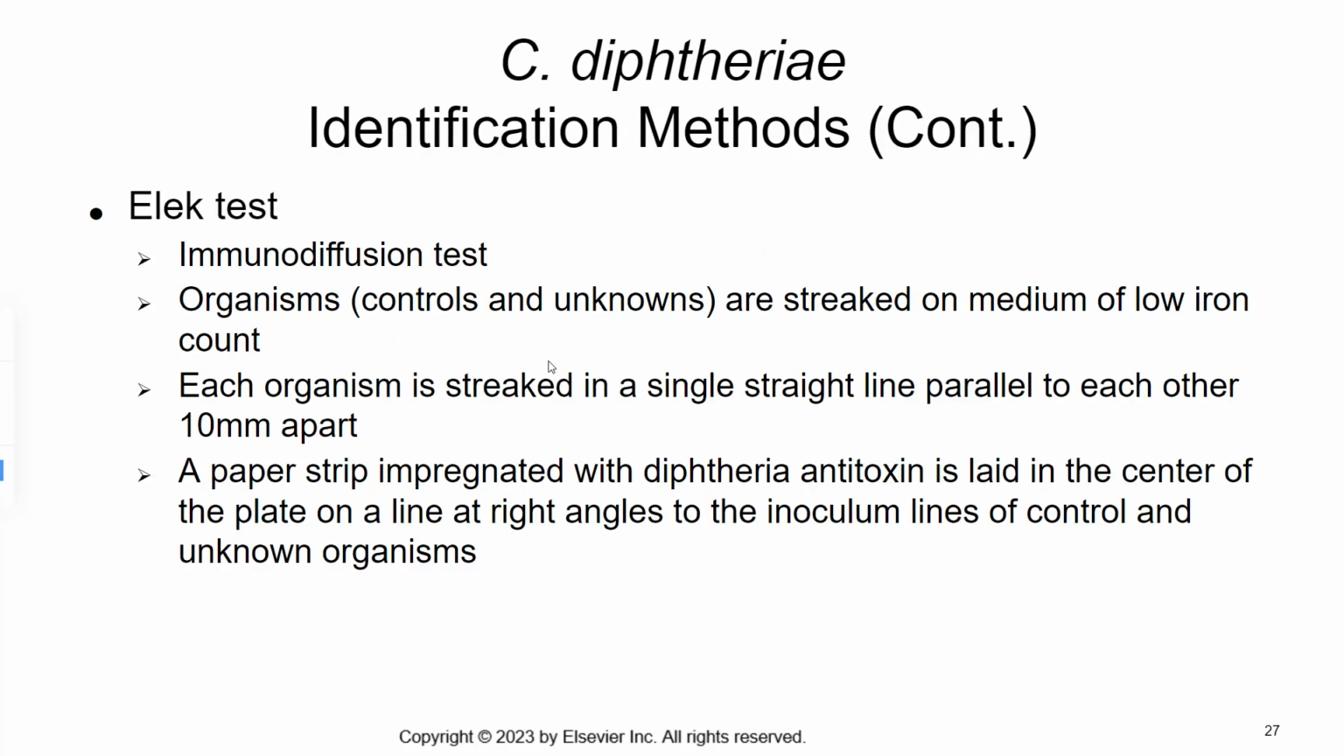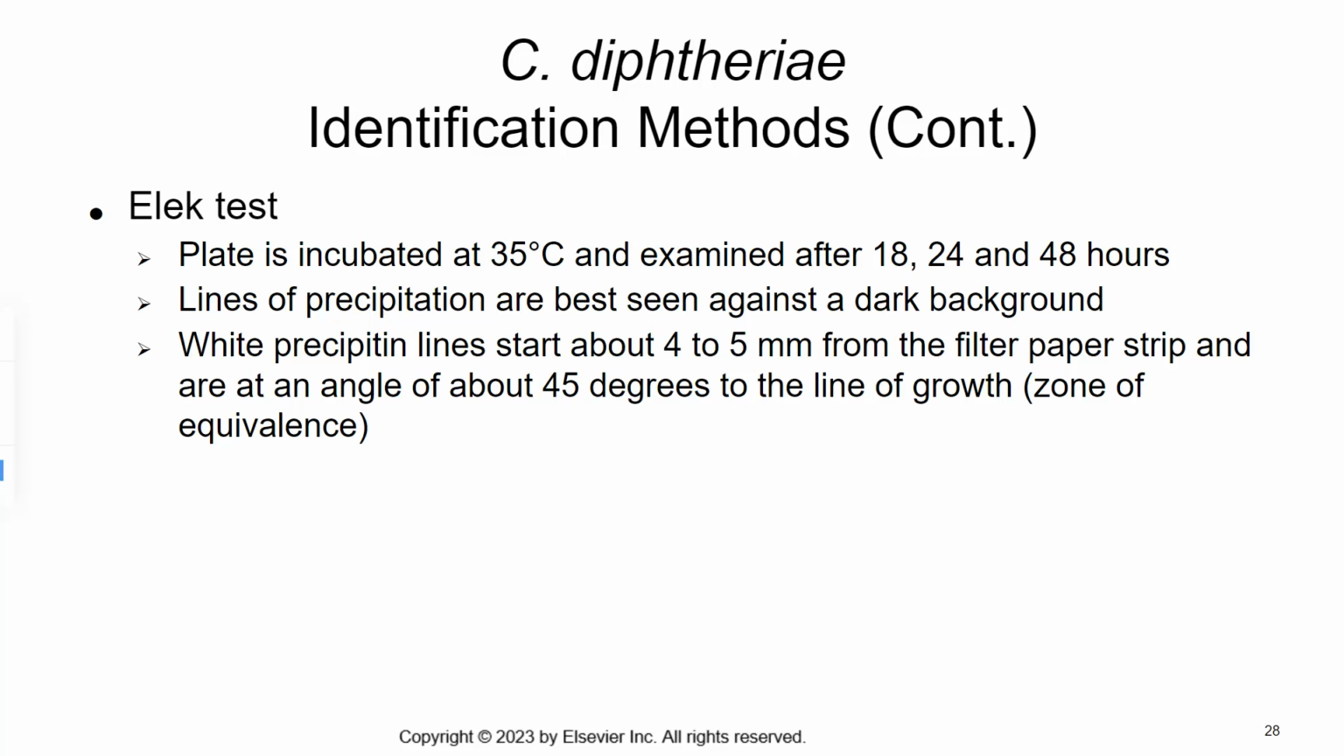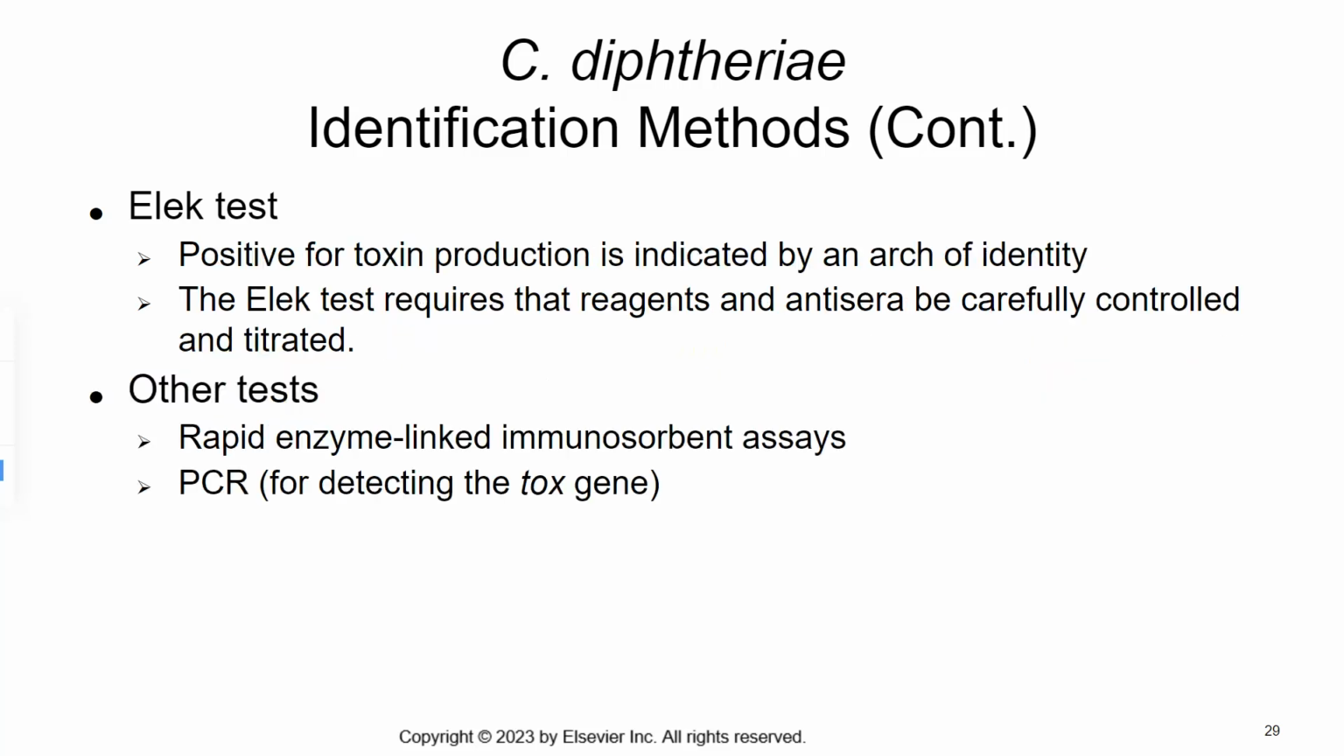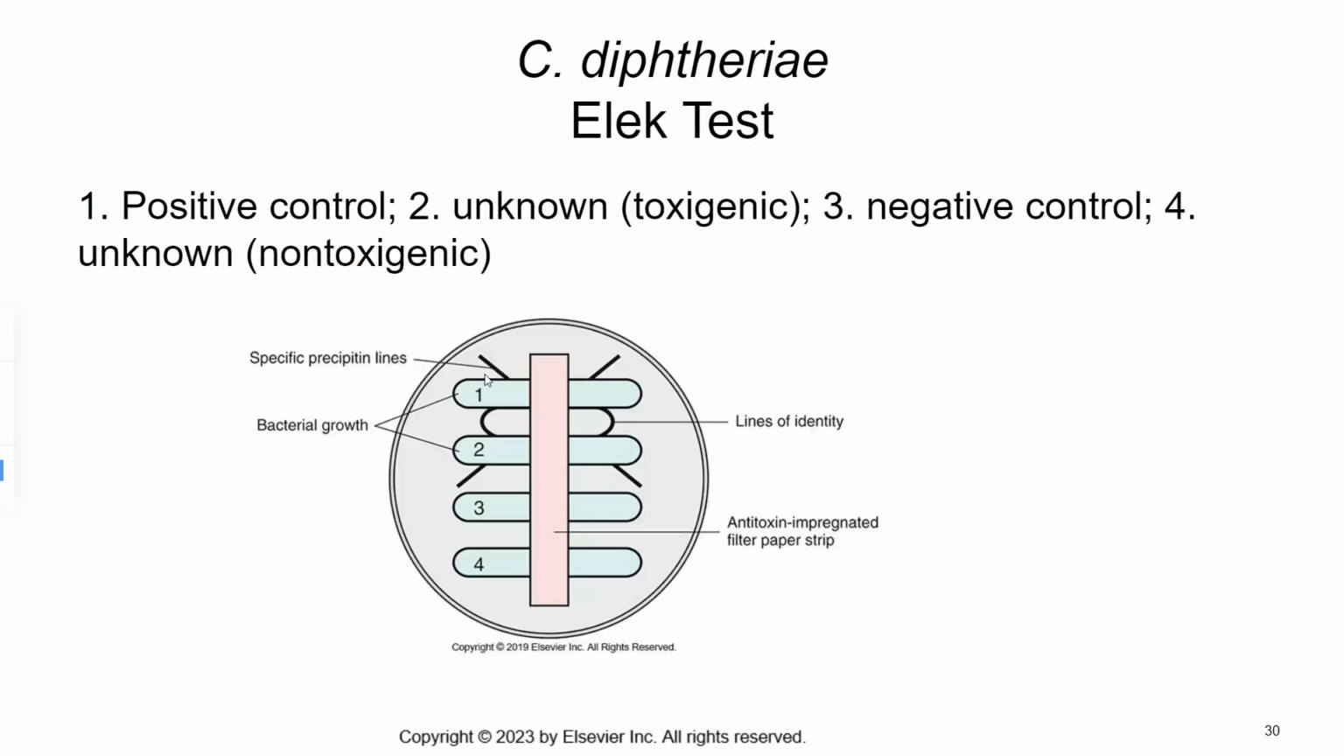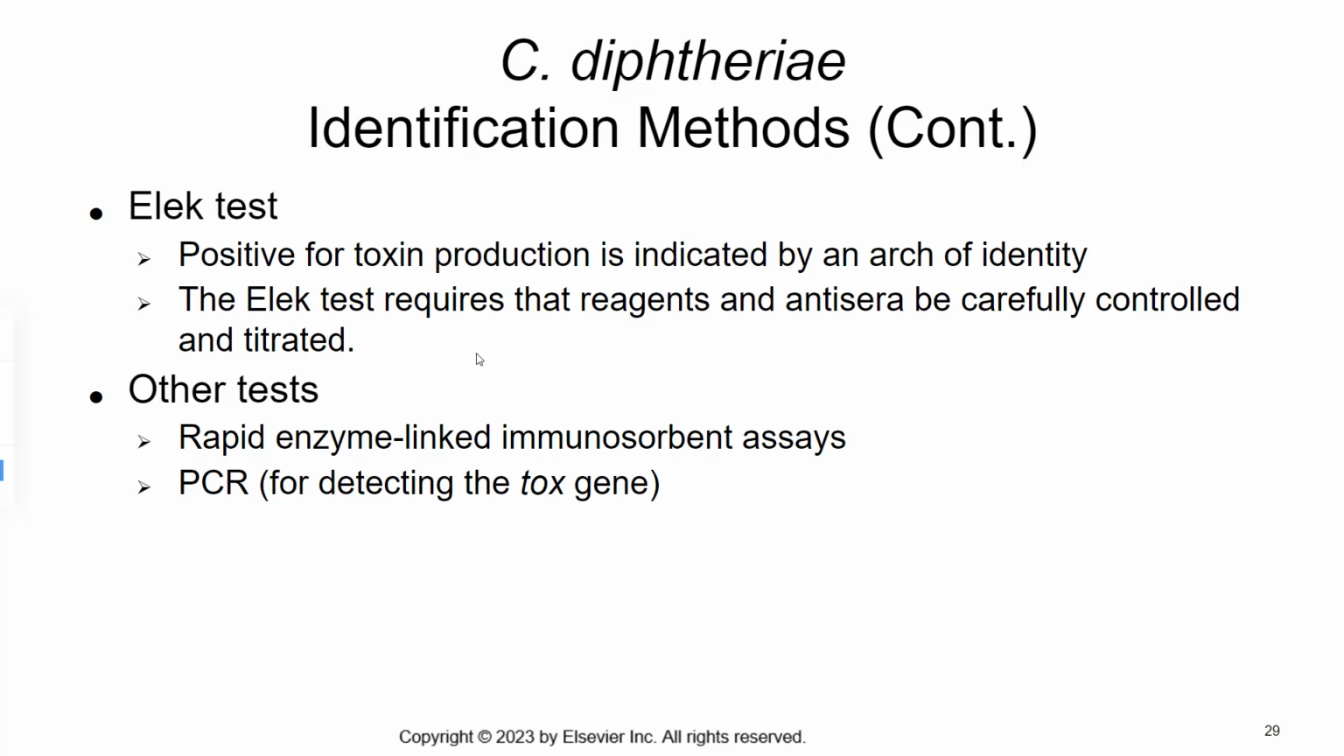The plate is incubated at 35 C and examined after 18, 24, and 48 hours. Lines of precipitation are best seen against a dark background. White precipitin lines start about 4 to 5 millimeters from the filter paper strip and are at an angle of about 45 degrees to the line of growth. This is known as the zone of equivalence. Here you can see this is a positive test, and you have this precipitin line that's coming out. Positive for toxin production is indicated by an arch of identity. The Elek test requires that reagents and antisera be carefully controlled and titrated.